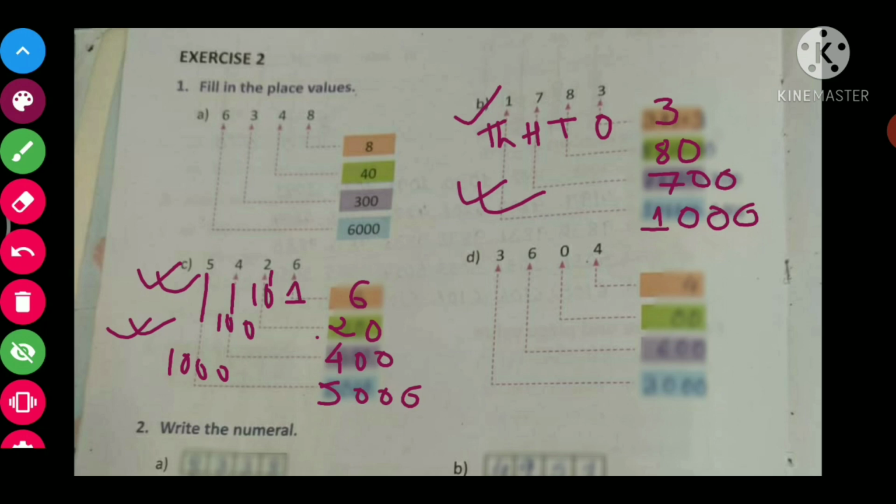And you have to do the D part on your own. You have to do this one in your copy.